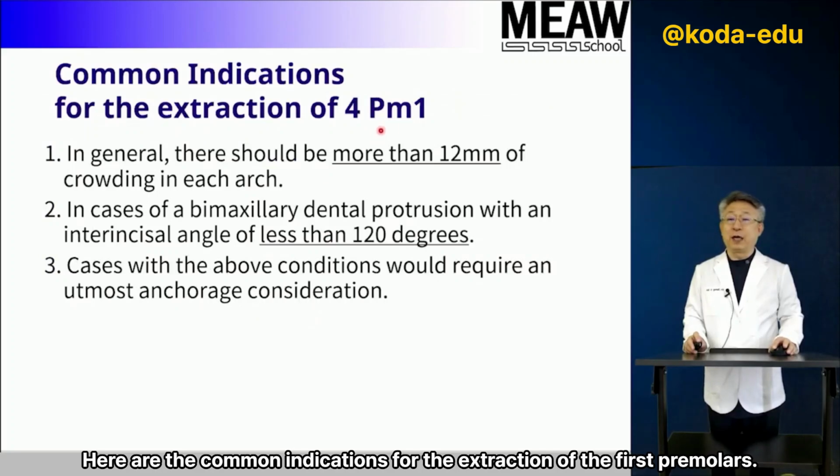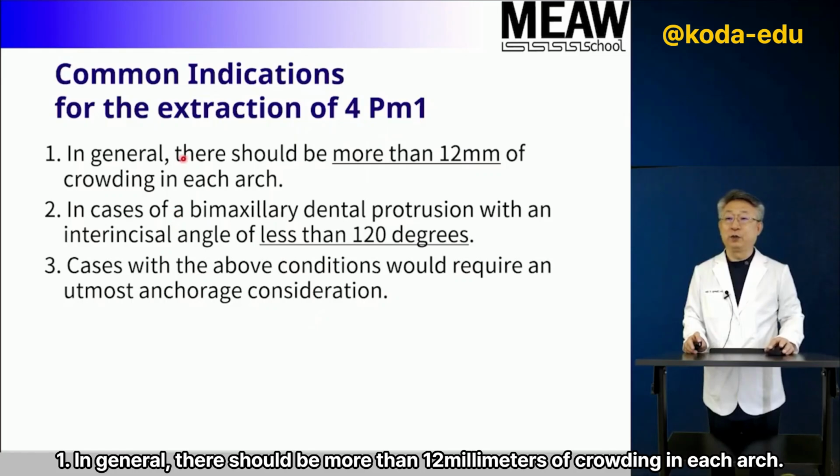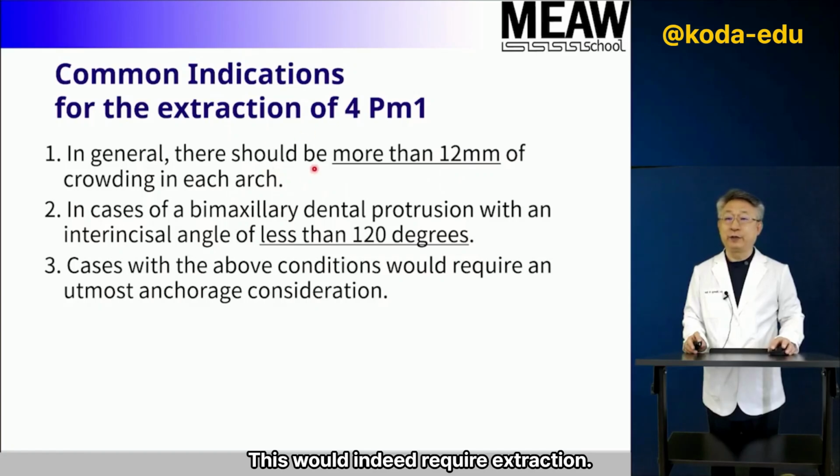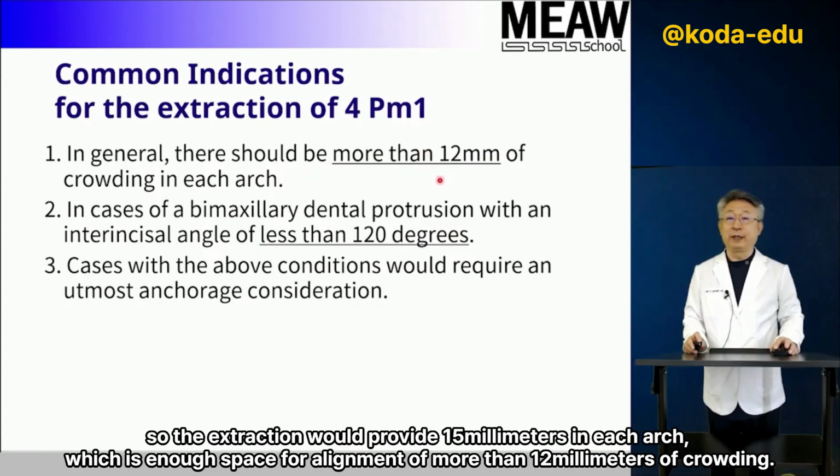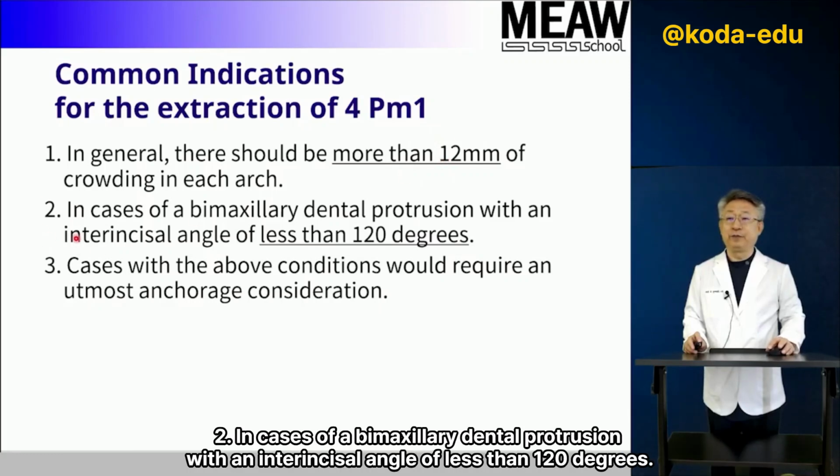Here are the common indications for the extraction of the first premolars. 1. In general, there should be more than 12 mm of crowding in each arch. This would indeed require extraction. The size of the first premolars is generally about 7.5 mm, so the extraction would provide 15 mm in each arch, which is enough space for alignment of more than 12 mm of crowding. 2. In cases of a bimaxillary dental protrusion with an interincisal angle of less than 120 degrees.